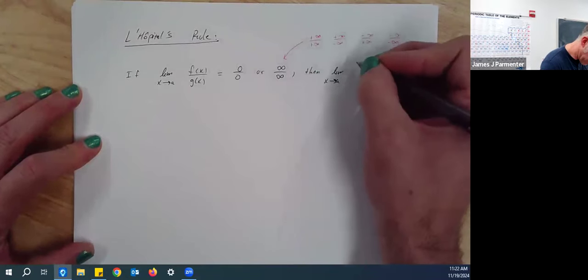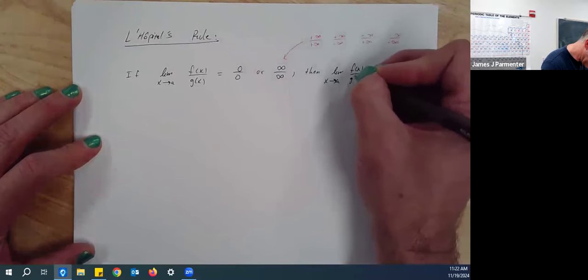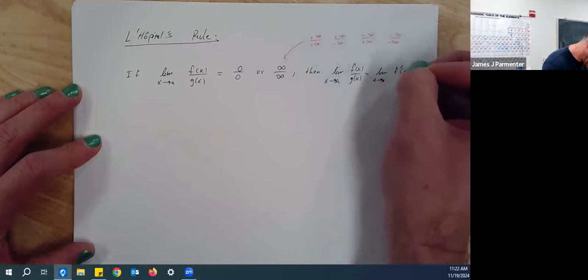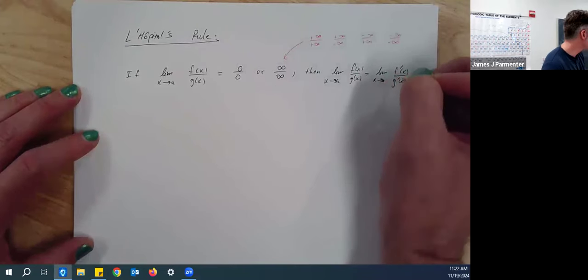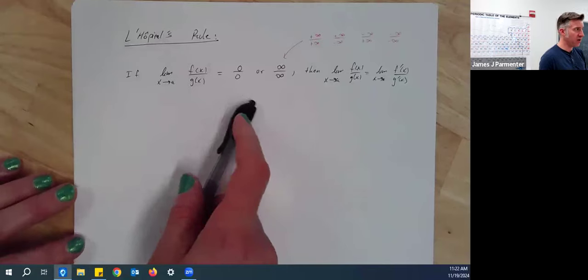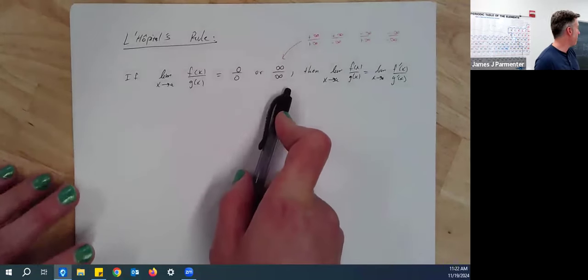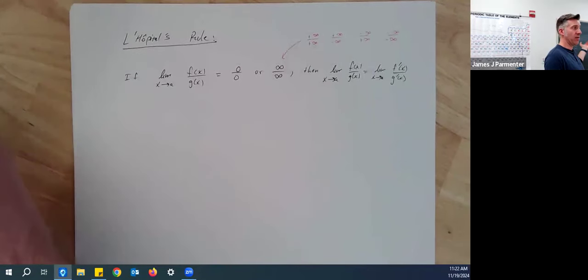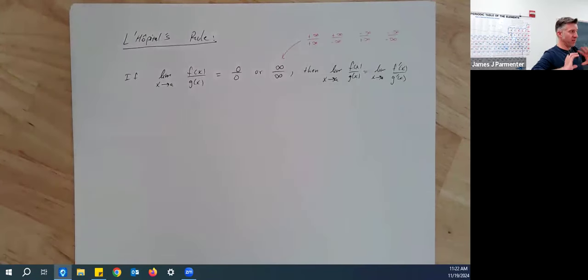If you have something like that, then we can say that the limit as x approaches a of f of x over g of x is equal to the limit as x approaches a of the derivative of f of x over the derivative of g of x. That's the whole deal. So if you have an indeterminate limit form, 0 over 0 or infinity over infinity, you can evaluate that limit by taking the derivative of the top and the derivative of the bottom and taking the limit of that. I want to point out we are not using the quotient rule here. You're not taking the derivative of the fraction. You're taking the derivative of the top part, and then the derivative of the bottom part, and then taking the limit of that whole thing.